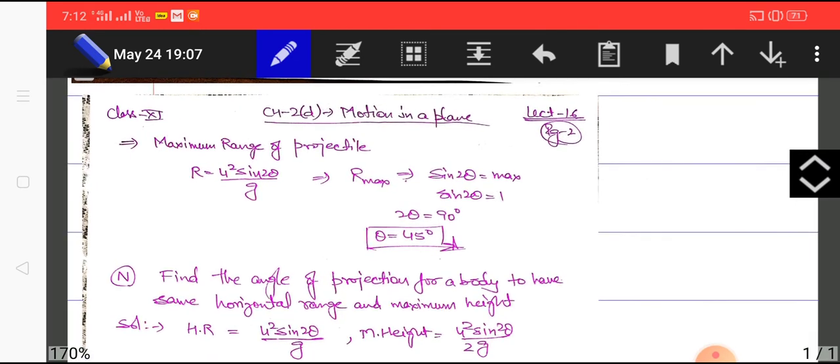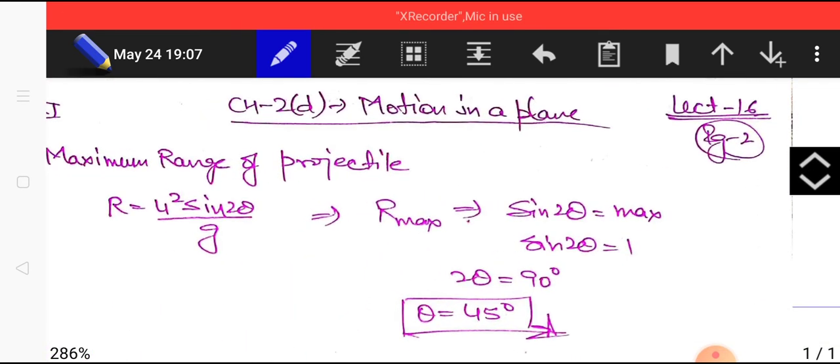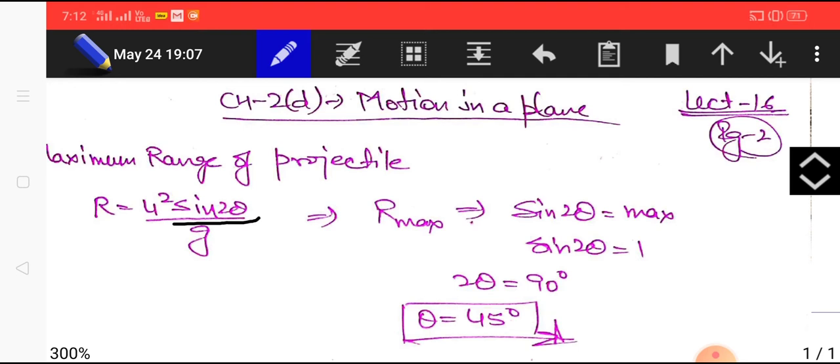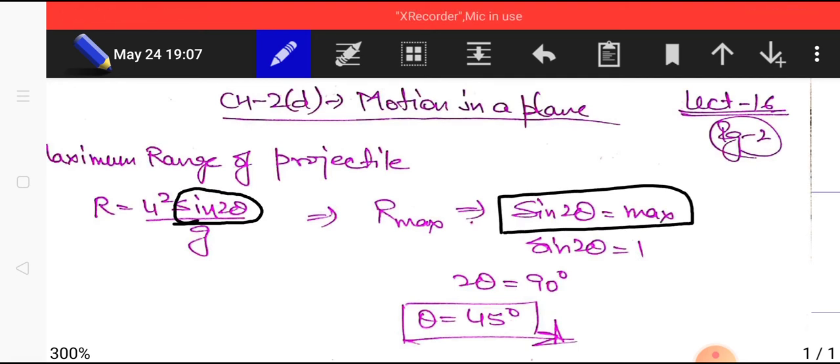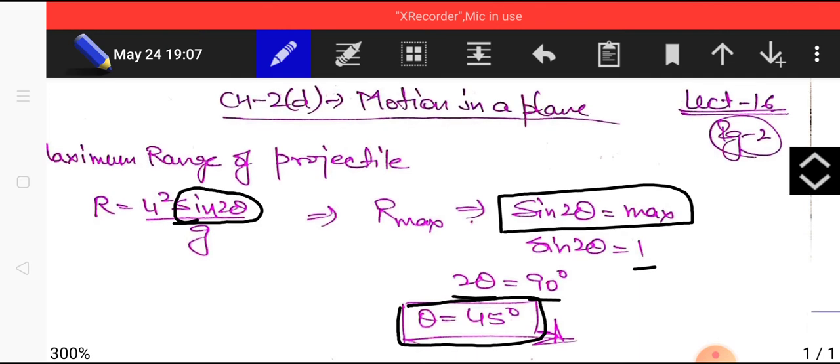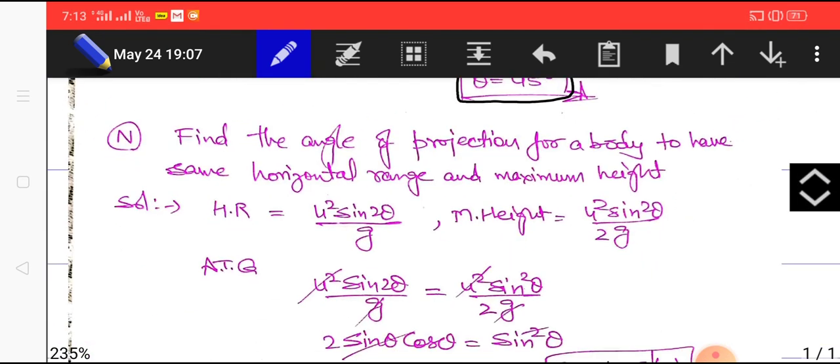Maximum range of a projectile. It is obvious from this formula that the range will be maximum if sin 2 theta is maximum, and sin 2 theta is going to be maximum if sin 2 theta is equal to 1, or 2 theta is equal to 90 degree, or theta is equal to 45 degree. So the range of a projectile is maximum at 45 degree.